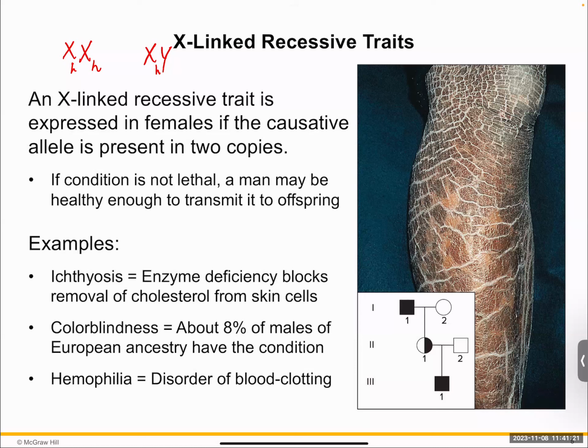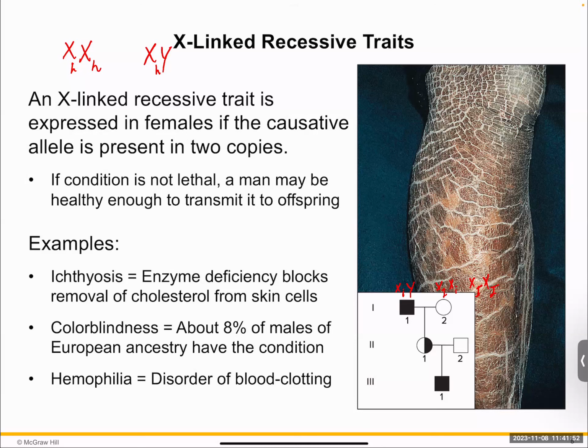To expand on that, what you see here is a male that is affected. Let's say we represent it with a lowercase x. In this case, the female can either be X capital I, X lowercase I, or X capital I, X capital I. In either of these two scenarios, the female would not show any symptoms, but the male only has one copy of it and therefore will show the trait.